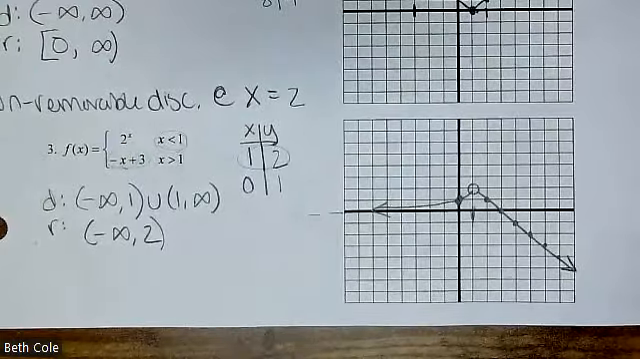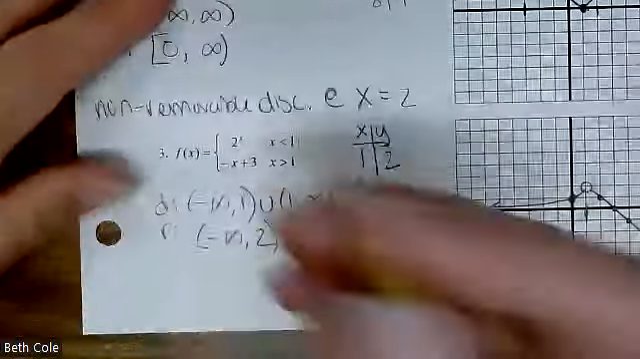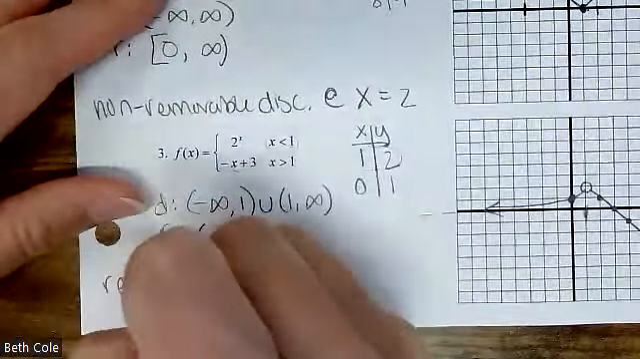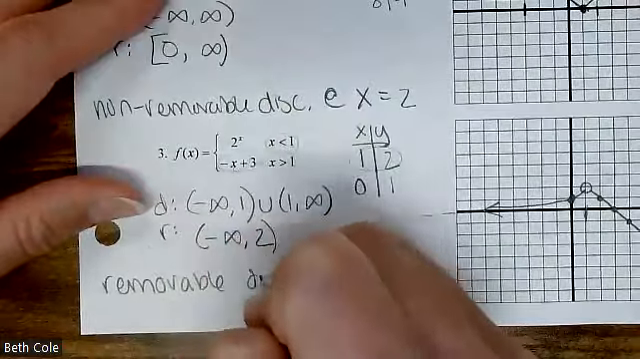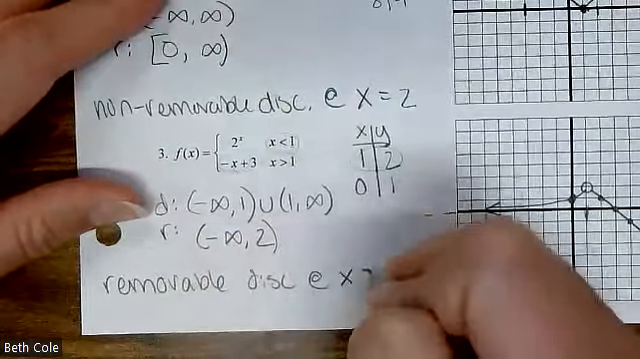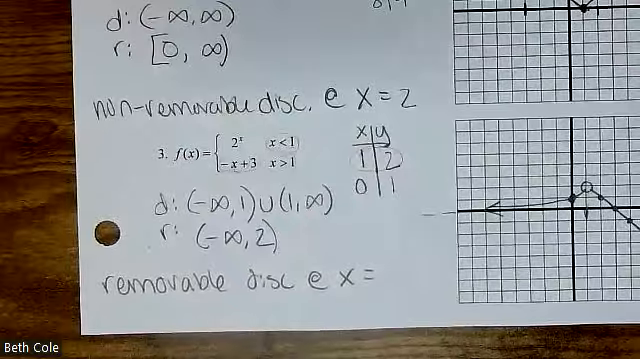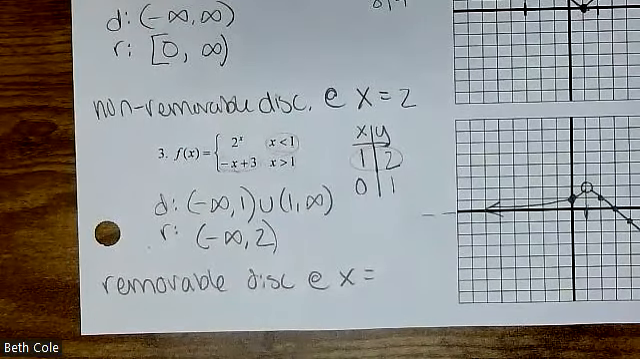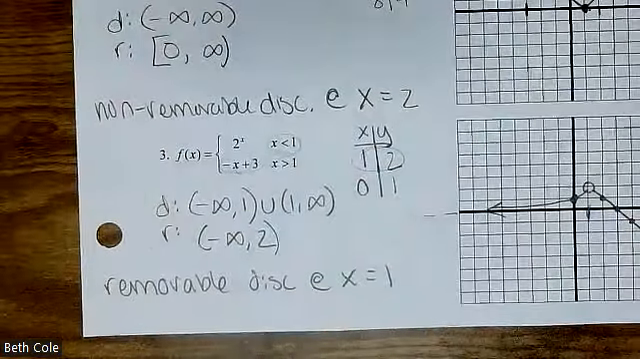Cool. And then continuous or discontinuous? Okay, but which type? Good. You guys are awesome. Removable discontinuity at x equals 1. Nice.